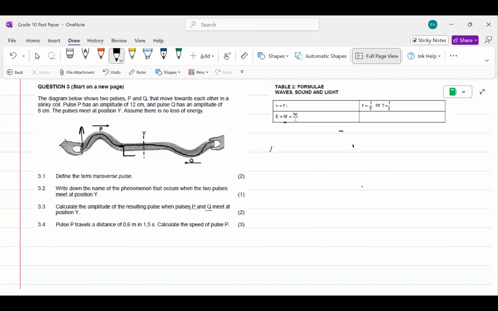Calculate the amplitude resulting when P and Q meet at position Y. So what do you guys think that amplitude is going to be? When they meet at position Y, we're told that P is 12 centimeters and Q is 8 centimeters. So this is either constructive or destructive. There are two different things that we do in both of those cases. So what is that amplitude?